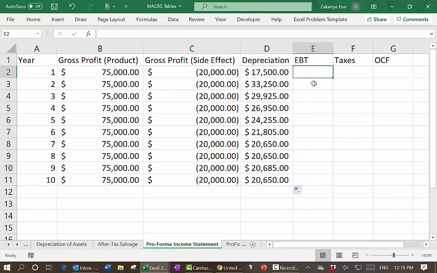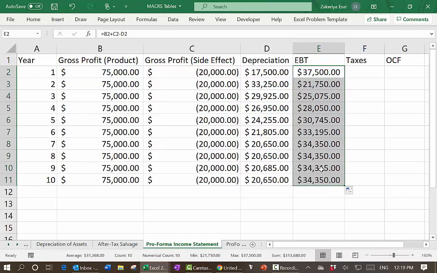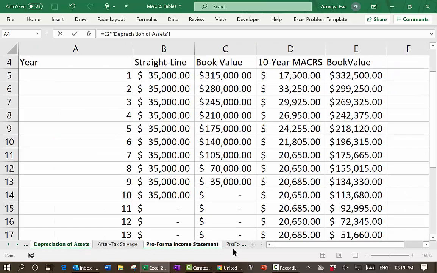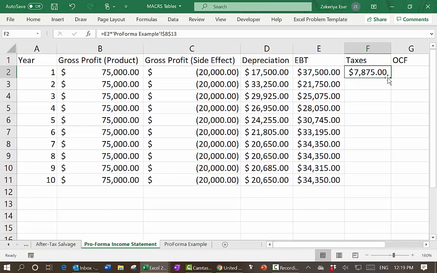Now we can calculate earnings before taxes: gross profit of the product, plus the loss from the side effects, minus the depreciation. Remember, interest costs are not part of the calculation. They're not relevant for our purposes. Let's calculate the taxes, earnings before taxes times the tax rate here, right here, 21%. Let's make sure we get an absolute reference on that.